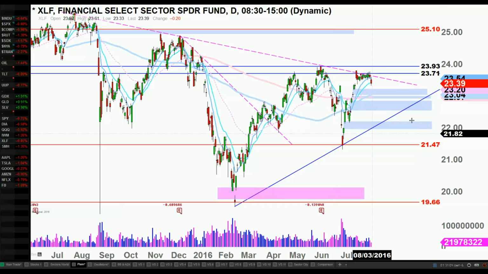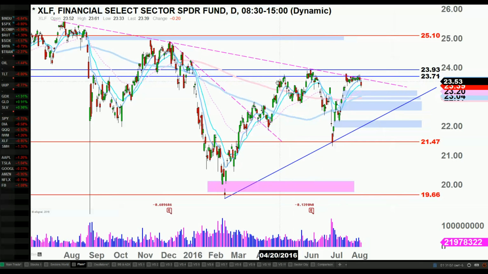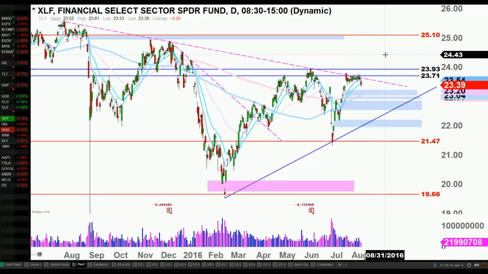So what can we expect from this level looking at the banks? Obviously, the banks are at this level at the 23.71 resistance. There's a 23.93 resistance level. We need to get above this level for this market to see some more optimistic buyers coming in here. Obviously, the market has done so well the last few months or so, but if the banks continue lower, I think that could drag the overall market down, including the S&P 500, Dow Jones, Russell 2000 and the NASDAQ.